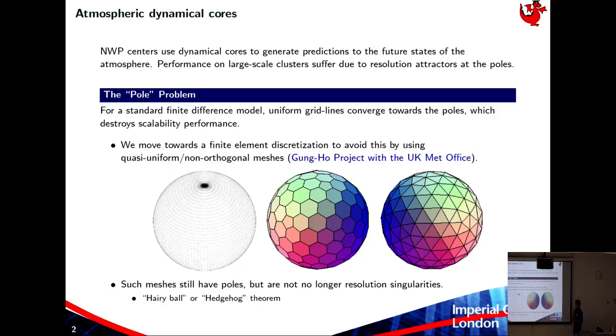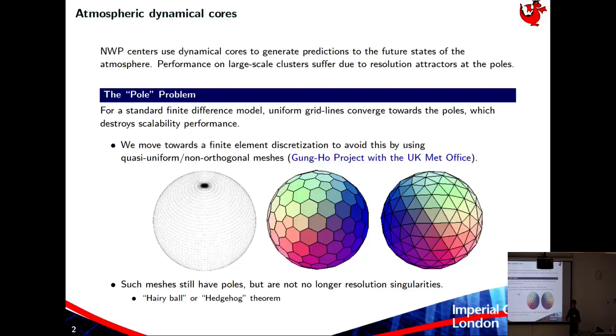The core idea of this project is to move away from these orthogonal grids, which are used by these staggered finite difference techniques for dynamical cores, which run their weather prediction software. And as you can see here, the pole problem, where the uniform grid lines converge at the poles, destroys the scalability performance of being able to drive their software onto massively parallel machines. One way we can avoid this is to use a non-orthogonal mesh.